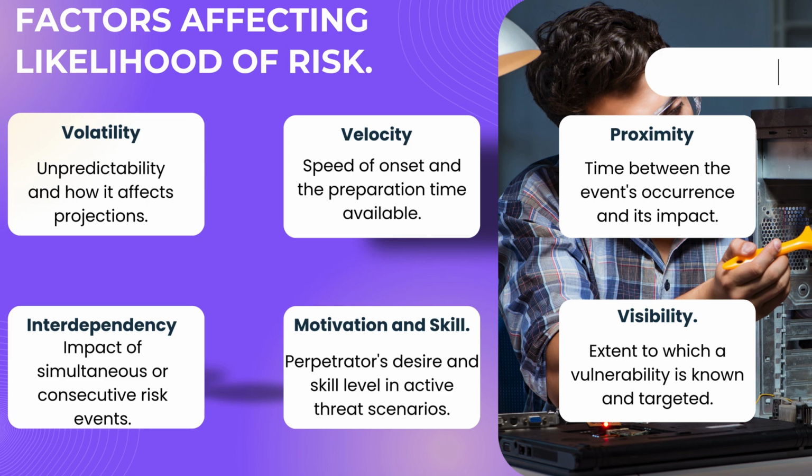Proximity. Some risks cause immediate damage, while others take time to show their impact. A data leak today might not seem harmful, but if that information is sold on the dark web months later, the real trouble begins. Interdependency. One risk can trigger another, like dominoes falling. If one company in a supply chain gets hacked, it can affect all its partners too.